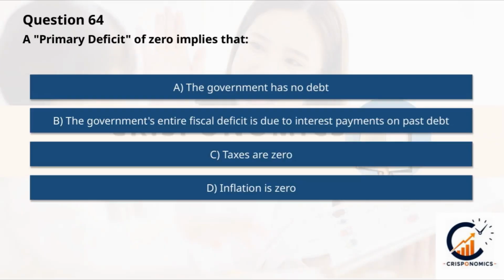Let's break down what a primary deficit of zero really means. It tells us that the government's current spending, excluding interest on past debt, matches its revenue exactly. In other words, the government isn't borrowing to cover new expenses. Any deficit we see comes solely from interest payments on existing debt. So, either the government has no debt, or all it's borrowing is just to pay interest, not new spending. This distinction is key to understanding fiscal health.